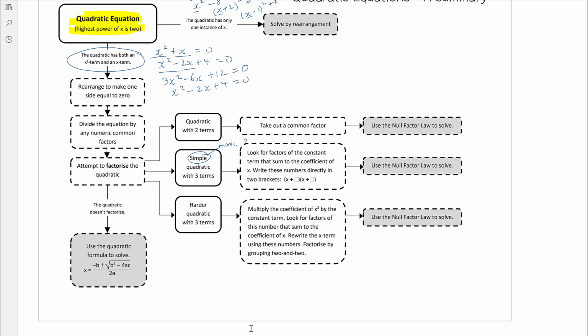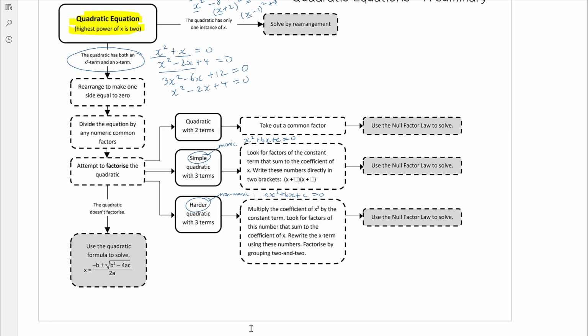If you've got three terms and it's a simple quadratic, so by simple I mean monic, 1x squared plus bx plus c, then you use your simple factorization process, factors of the constant term that sum to give the coefficient of x, and write those numbers straight in the two brackets. If it's a harder quadratic, meaning a non-monic quadratic, ax squared plus bx plus c, and that a is not a common factor, okay, then you're going to need to use your harder factorization process.